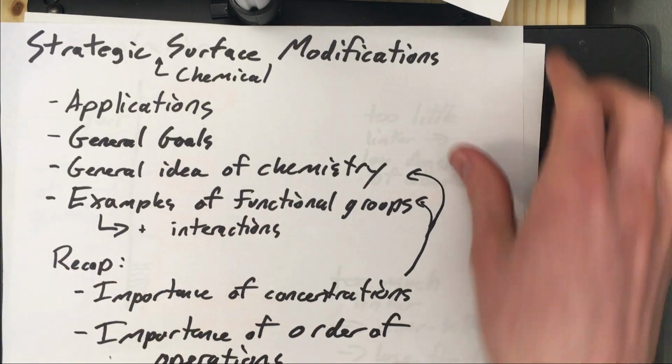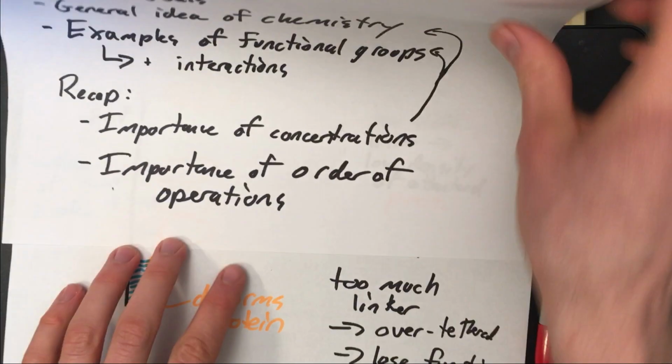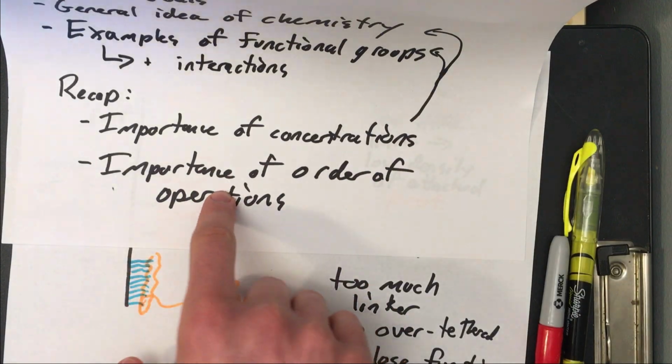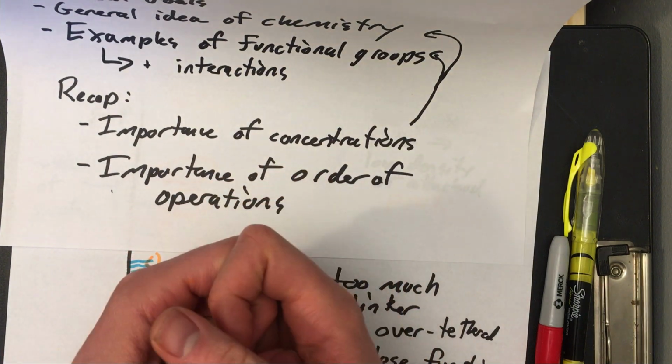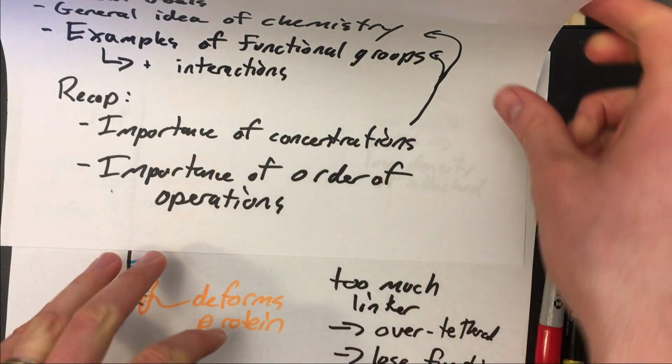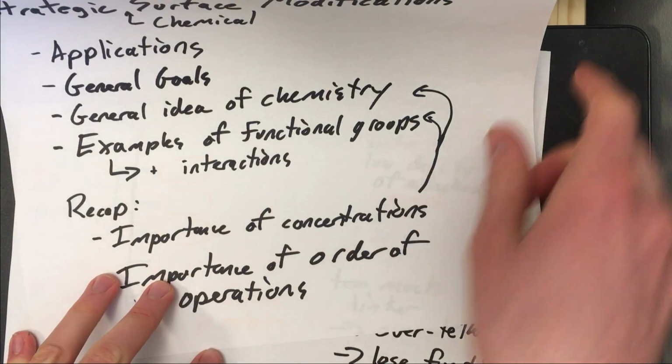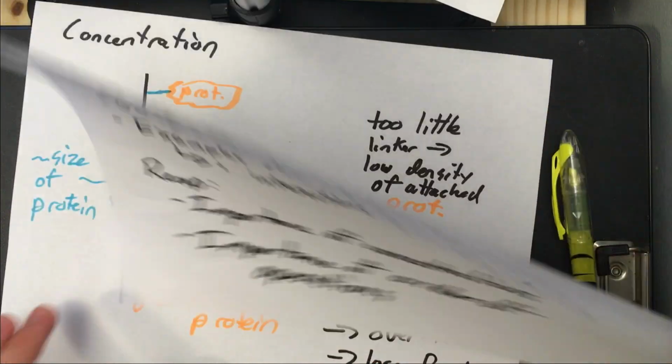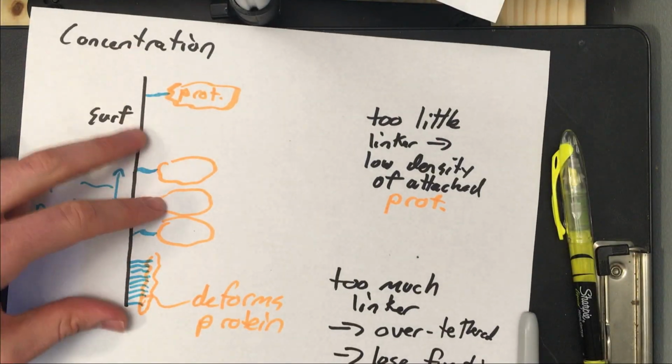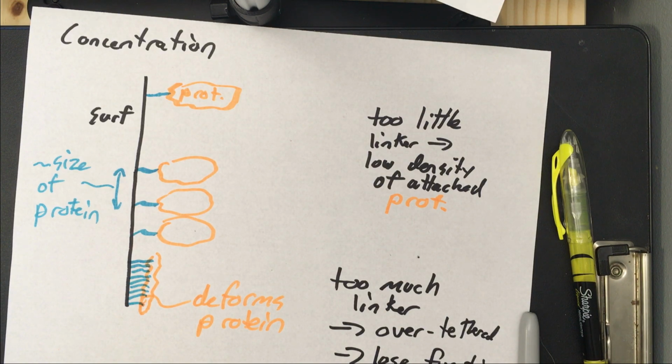And then we wrapped it up by talking about the importance of the order of operations, where if you don't do your order of operations right, then you end up just aggregating all of your proteins together and creating a horrible mess, and the importance of concentrations in achieving an appropriate density of the proteins that you want to attach to your surface.